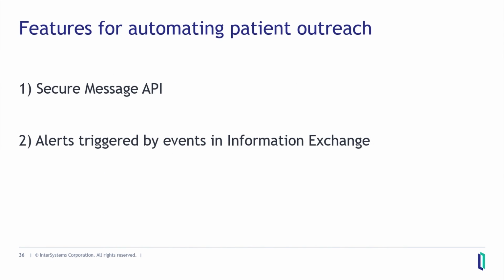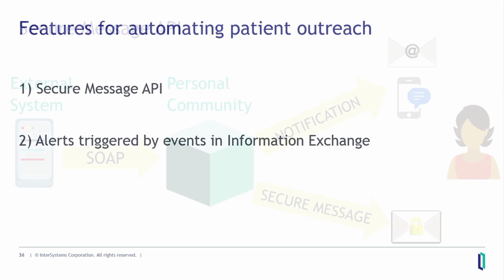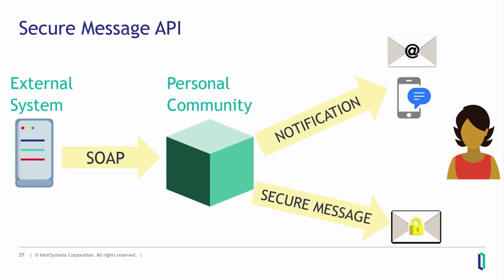All right, so the two major features I'm going to show you are the Secure Message API and the ability to have these event-triggered alerts from information exchange. And let's start with the Secure Message API. Before I explain that diagram, before this new version, messaging patients out of the box was a manual process. Someone would have to log on to the Workbench and send a secure message to a specific person. You could trigger messages programmatically, but it required customization. So what we're introducing now is an API to do that.